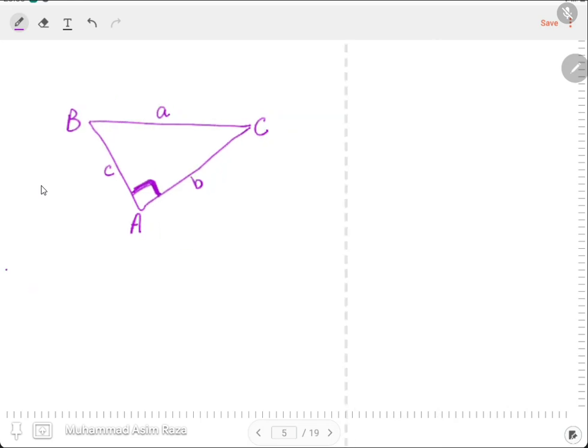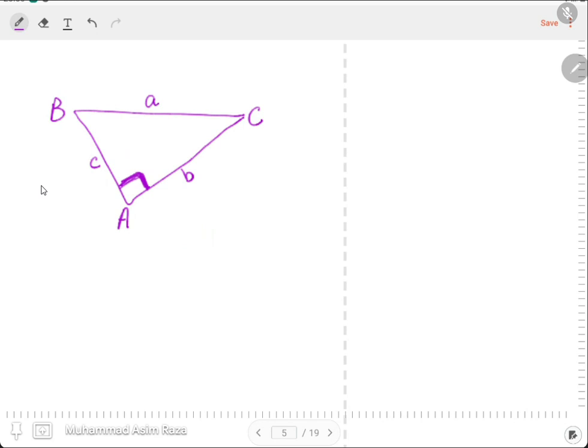Now, Hamza, the examiner will not say what is sine A, but the examiner can say what is sine B, what is cos B, what is tan B as well. These are three trigonometric ratios. So for cos B, we are considering this angle. Cos B means this angle, right?